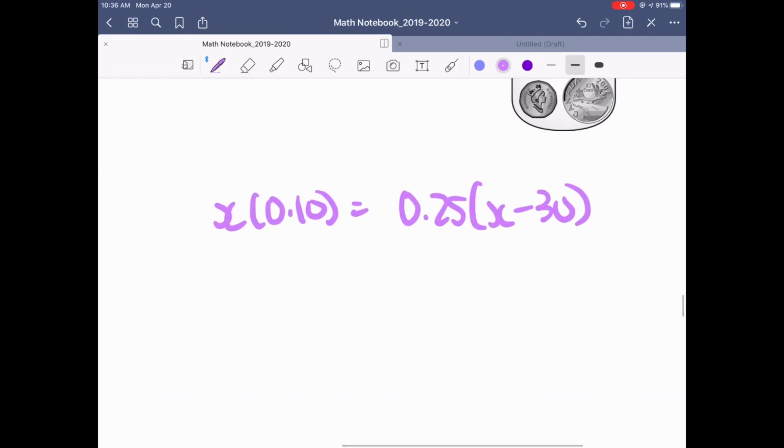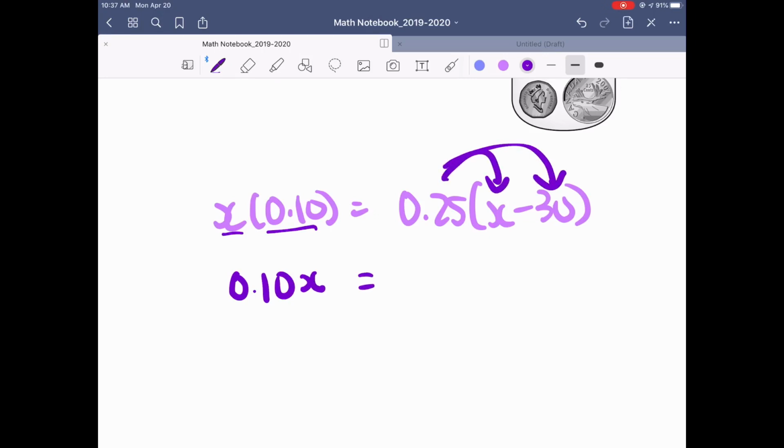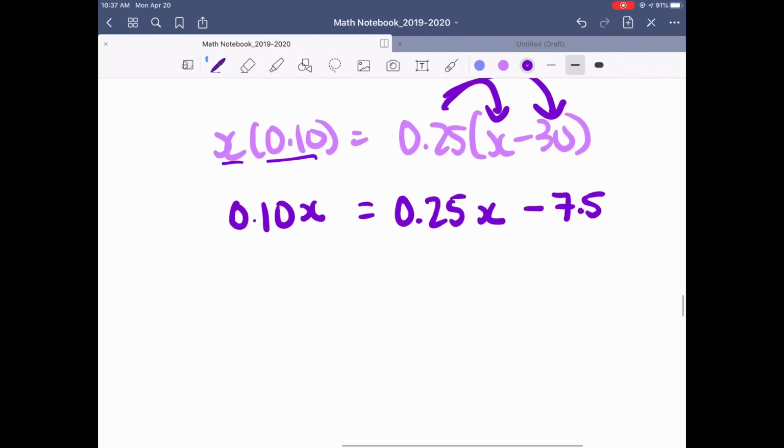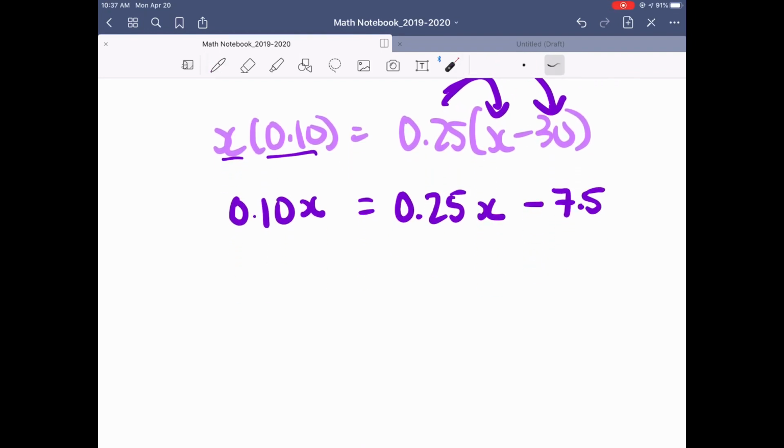And now all you have to do is solve, because this is now something that we've looked at before. X times 0.10 is 0.10x. And then for this, we have to just distribute. So this would be 0.25x, and then 0.25 times 30 is, if you give me a sec, 7.5. Okay?